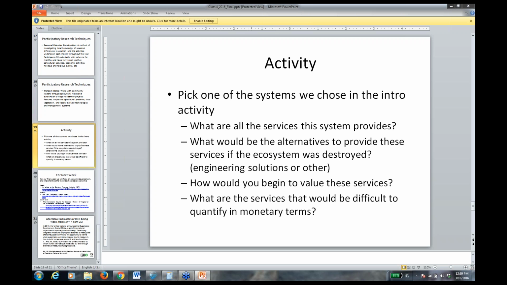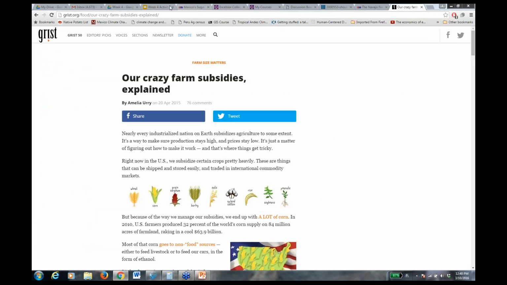We want you to think about the topics that we've been talking about today, the qualitative research methodologies, and those different types of valuation that Kyle talked about. So if you were a researcher tasked with figuring out how much value a coral reef provides, how would you actually begin to do that? And then which of these services would be really difficult to quantify in monetary terms? And if you couldn't quantify them in monetary terms, how would you try to quantify them?